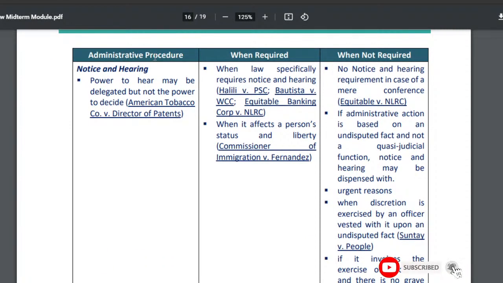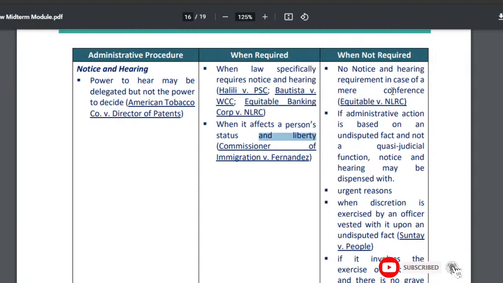So we have here administrative procedure, notice and hearing, when it is required and when it is not required. It is required when the law specifically requires notice and hearing, and when it affects a person's status and liberty. Of course, so that you can have your day in that tribunal, you can tell the court that you cannot just deprive my liberty. Okay, so this is very important. Notice and hearing, if it affects your status, as well as your liberty.